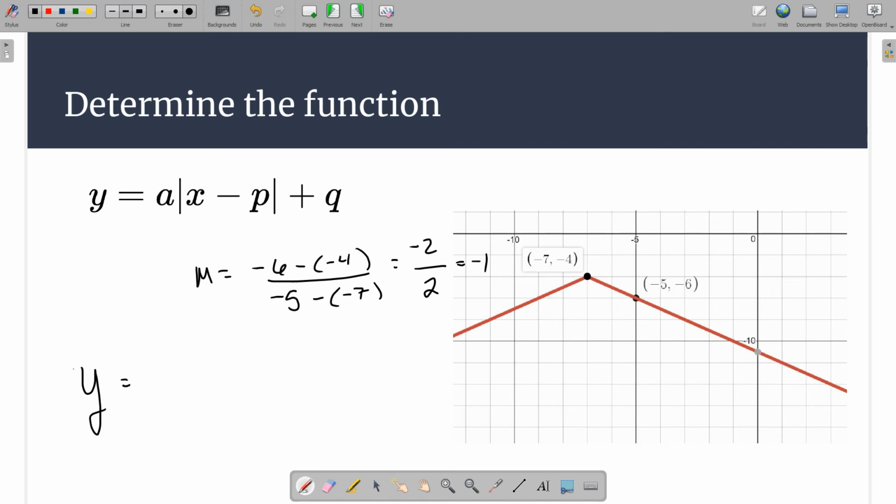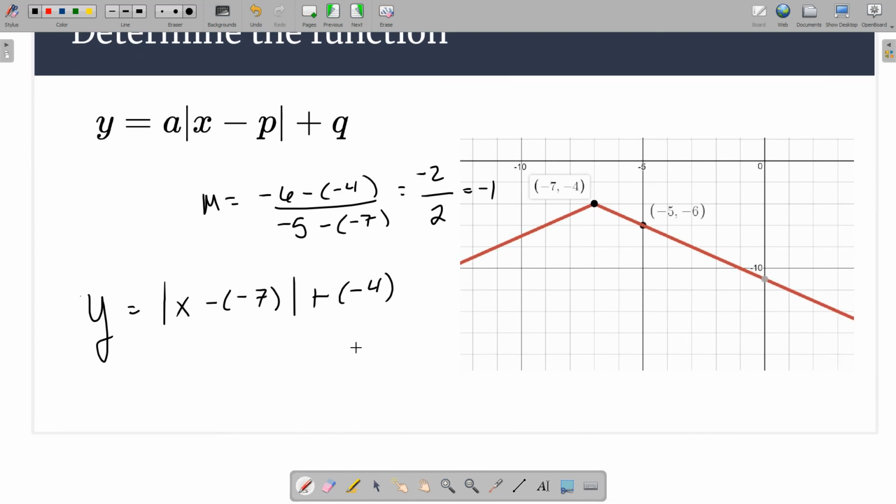So y is equal to, now you can probably already tell that this is going to be a negative. It's opening downwards, so it's going to be negative leading. I'm not going to even think about that right away. I'm just going to say, okay, it's a 1 that I write here. I don't have to bother writing it though because it's just a coefficient. So I'm still just going to do x minus -7 plus -4. And then we would clean this up a little bit.